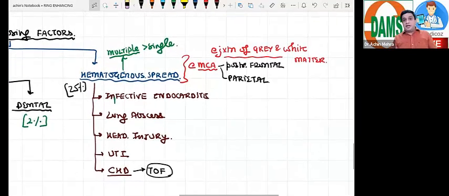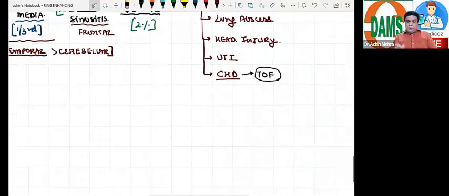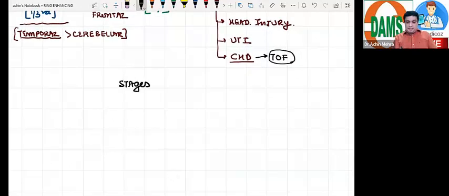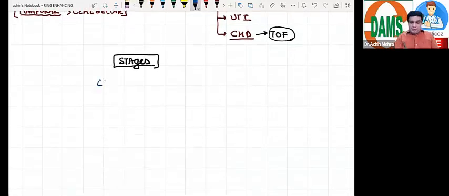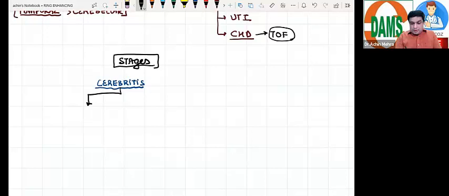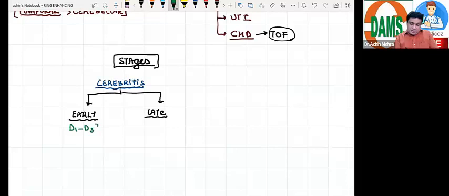Something basic about the pathology of the brain abscess we should know is that there are stages that this brain abscess will pass through. The first stage is a stage of cerebritis, where the whole thing is not encapsulated, right? So this could be an early cerebritis, or it could be a late cerebritis. The early cerebritis is from day 1 to day 3. The late cerebritis comes from day 4 to day 9, right?